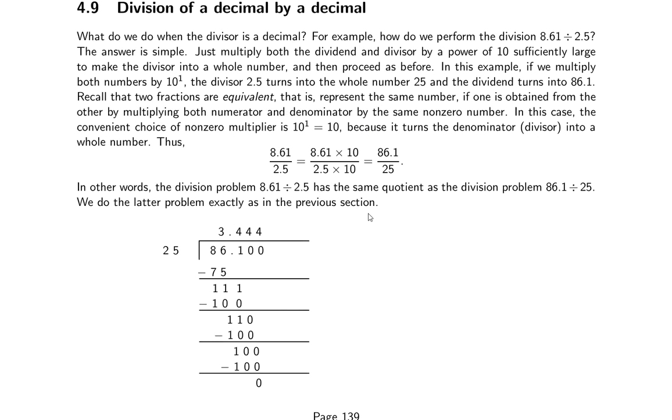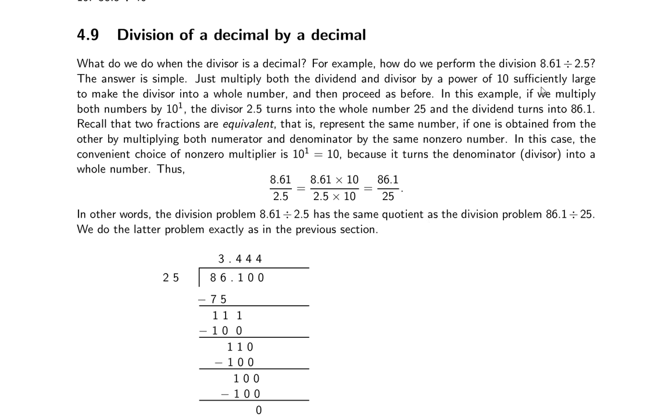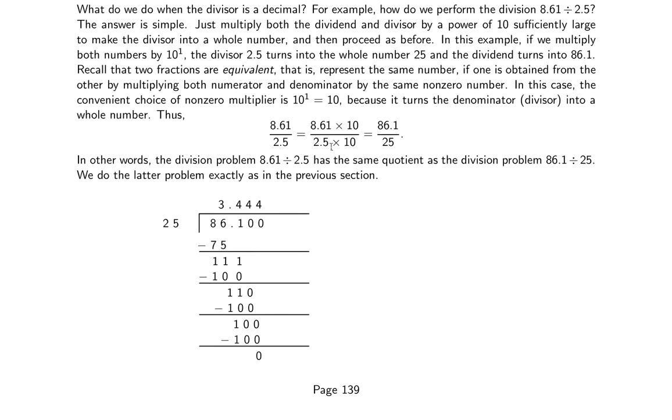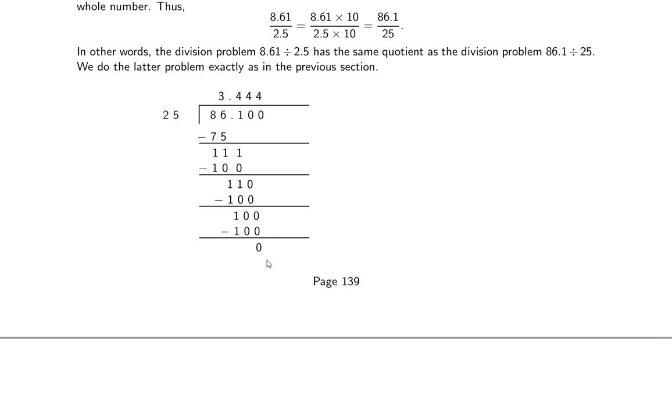And it's the same in the book. So what's this question? Yep, 8.61 divided by 2.5. Well, we need to make that 2.5 a whole number. So multiply top and bottom by 10. Then it becomes 86.1 divided by 25. Line up the decimal points and then do the division. This one terminates after 3 places.